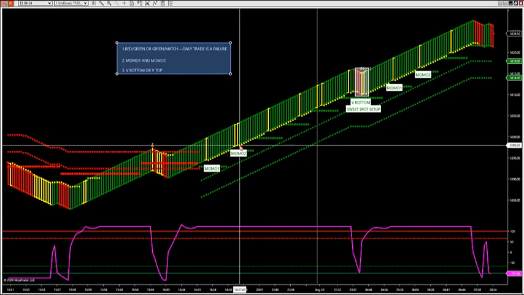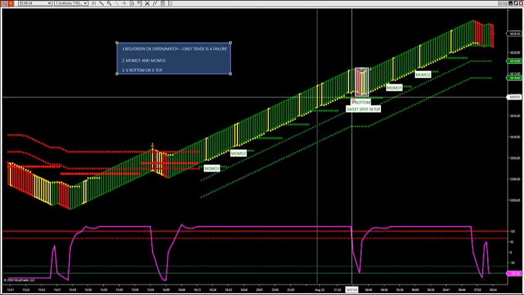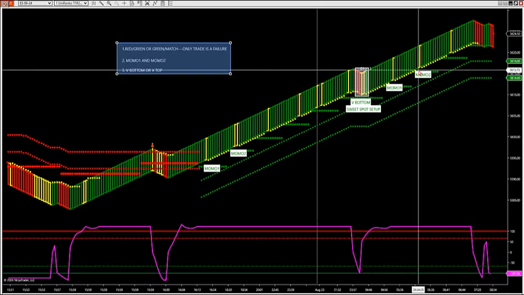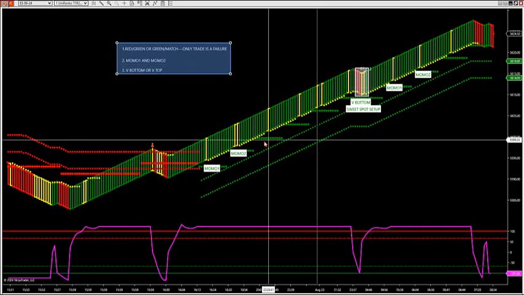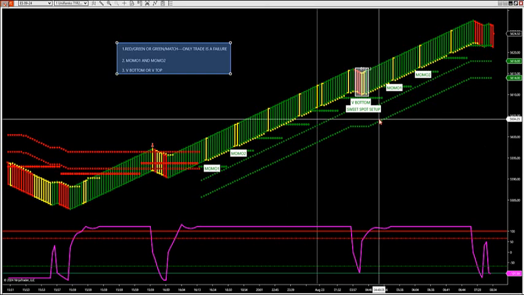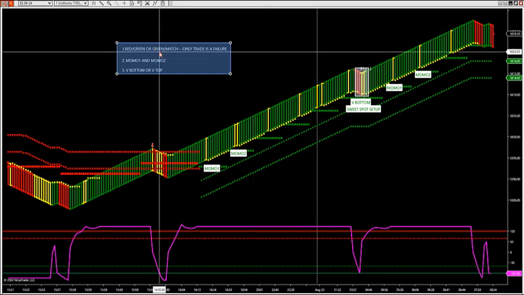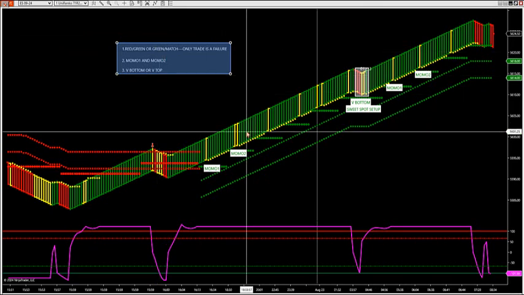Now, if the cycle's strong and we keep moving up, you just may have Momo 1, Momo 2, V bottom, repeated again and again. Because if it's green, green, you just stay on that side of the trade. Or if it's red, red, you stay on the side of the trade. That's a complete cycle of the market.